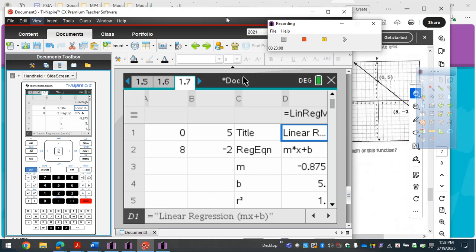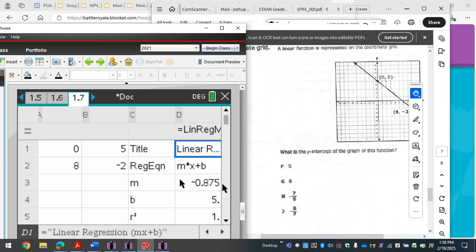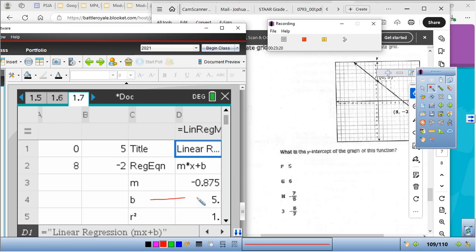Wow, I got lucky on this one because look at that M value, that slope value. It's asking for the y-intercept, which is easily seen as B. So the y-intercept again is going to be your B, and becomes that part right there.